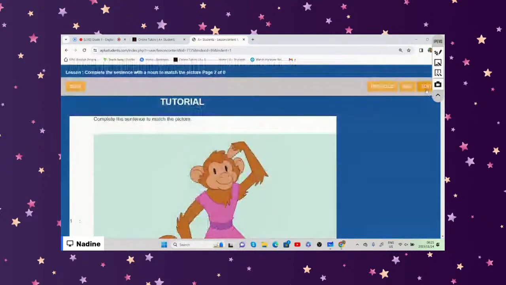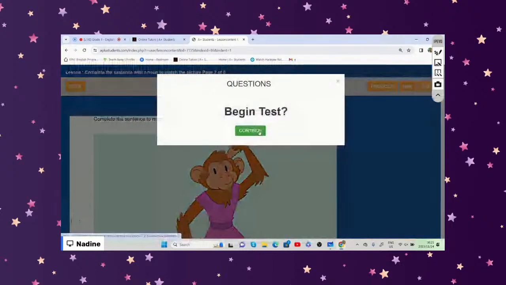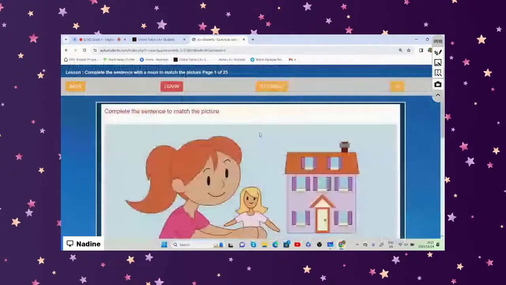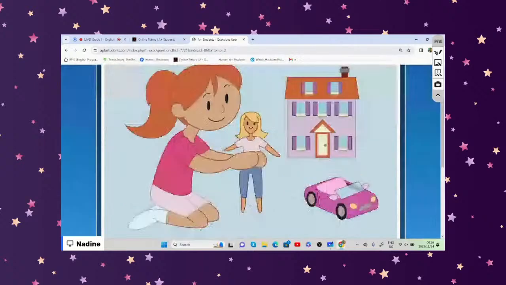All right, let's go to our test. So we're going to begin the test. Now look at the picture, right? We need to match the pictures. So we need to complete the sentence to match the picture. Look at the picture that you see here in front of you.